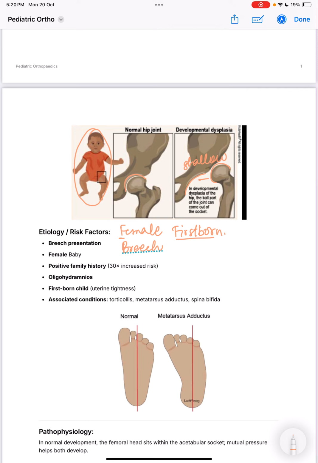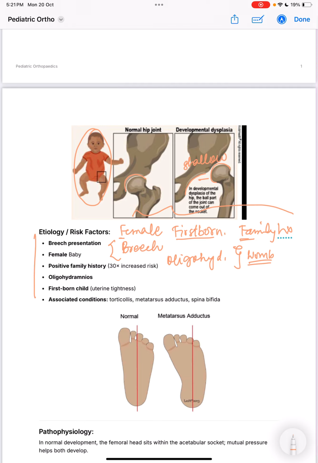But why firstborn? Because the uterus is tight. Obviously, in a multiparous woman, the uterus will be more lax in comparison, so the tight uterus can apply pressure. Breech, and of course we have family history, which is another F. Then we have breech and oligohydramnios. So we can see that two of these conditions are associated with womb conditions, right?